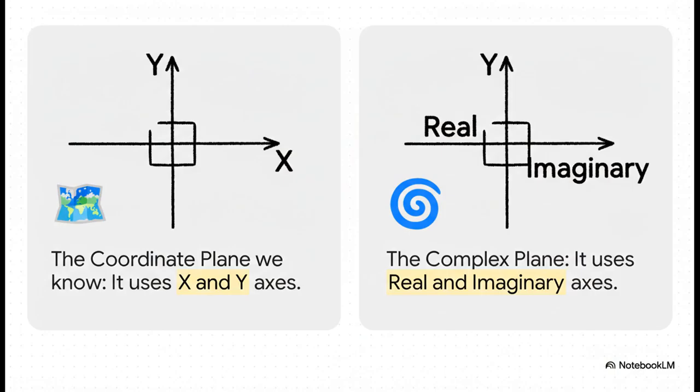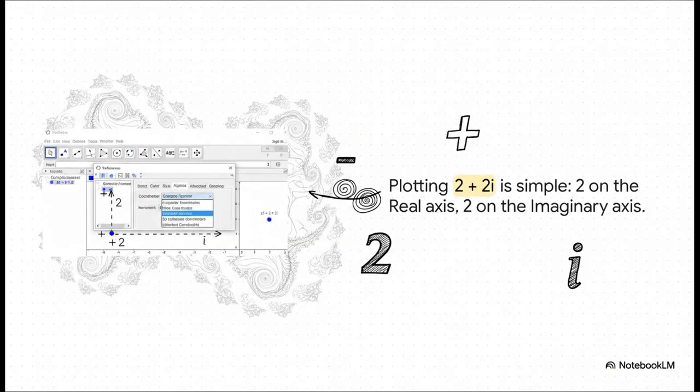All we do is we just rename the axes. The horizontal x-axis, we call that the real axis now. And the vertical y-axis, that becomes the imaginary axis. Seriously, that's it. Same grid, just some new labels. So, how do we plot a point? Well, it's just as easy as it sounds.